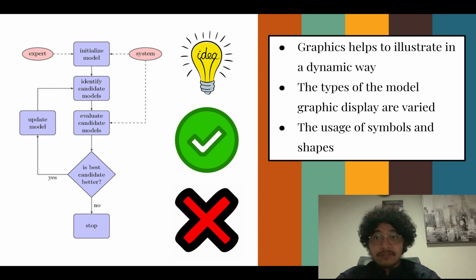So, the right choice of graphic used in a model would definitely help us to illustrate it in a dynamic way. Also, the use of symbols or shapes like arrows to highlight a relationship, a light bulb to highlight an idea, a tick to highlight approved, or a cross to highlight rejected is very helpful. Yet, we also have to consider that in many different places, sometimes they define a symbol differently.